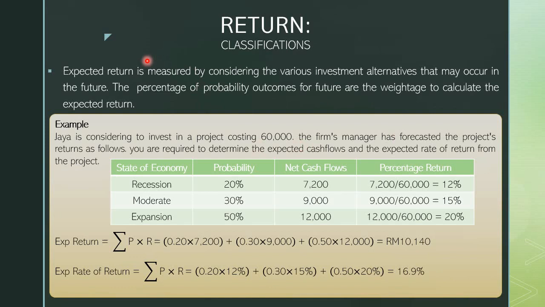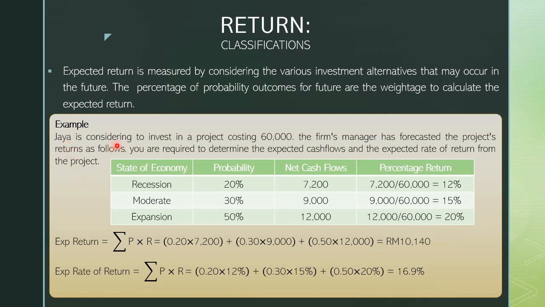Okay, next is expected return. So expected return is measured by considering the various investment alternatives that may occur in the future. The percentage of probability outcomes for future are the weightage to calculate the expected return. So let's do some example.